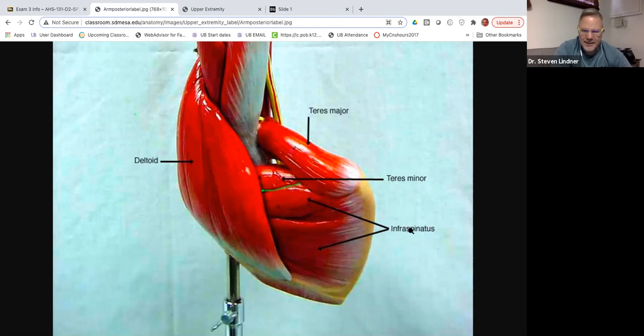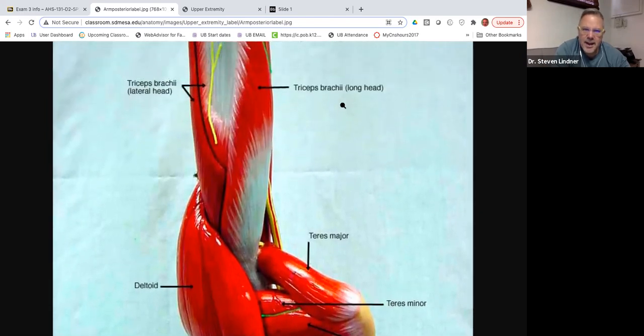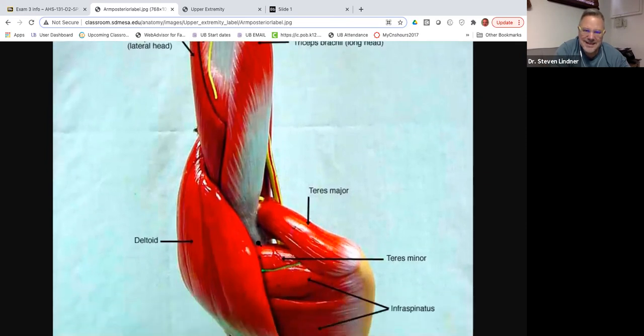So this is the infraspinatus, and inferior to that, I say inferior because remember the arm should be hanging down. In this picture, it's superior, but remember this is not an anatomical position. So this is Teres Minor. Here's Teres Minor, here's Teres Major. The long head of the Triceps Brachii pierces between, it gets sandwiched between Teres Minor and Teres Major.